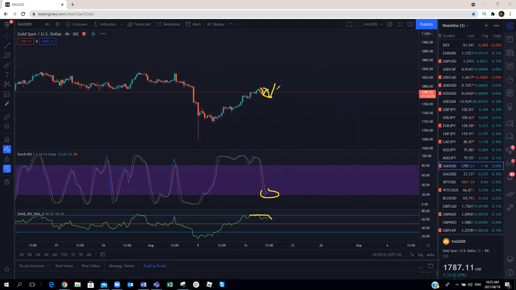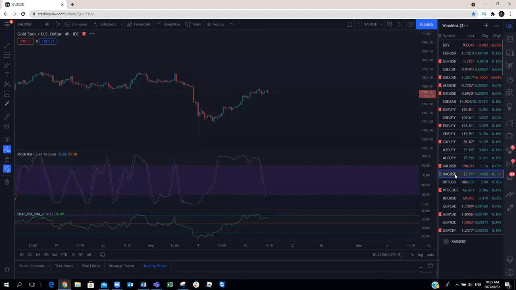This started with a strong impulse back to the upside with a correction here, but this has been pretty slow, as you can see with the slope here, but we still expect a bit more upside. After this, we should see a bit of a pullback there.